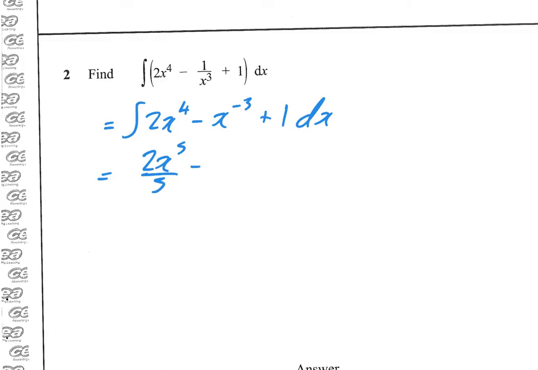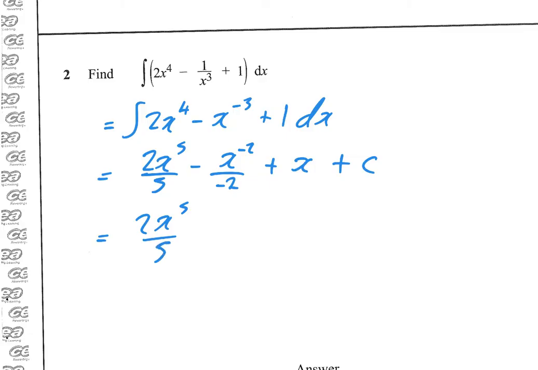Add 1 to minus 3. This is what people always go wrong on. Add 1 to minus 3, you will get minus 2, and then you're dividing by your minus 2. So we'll sort this out next stage. Then 1 integrates to give you x, and remember your constant of integration, c. Now we just have to tidy up.